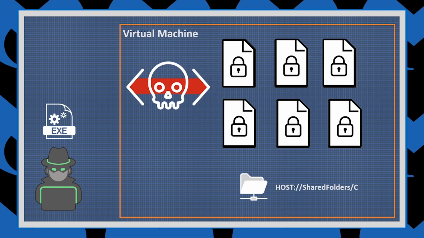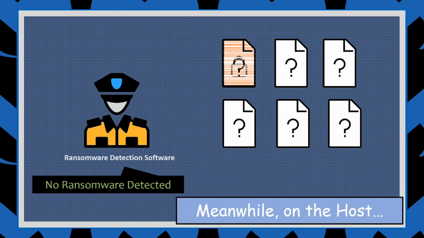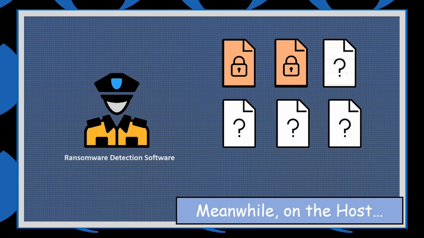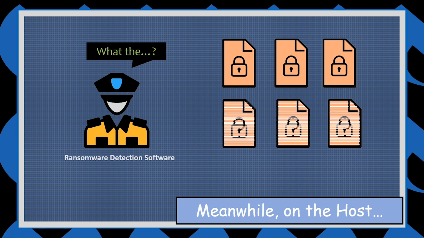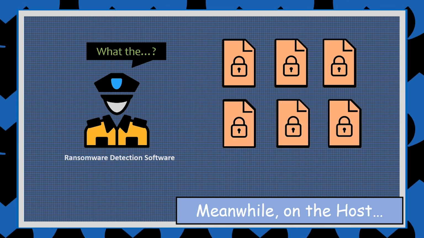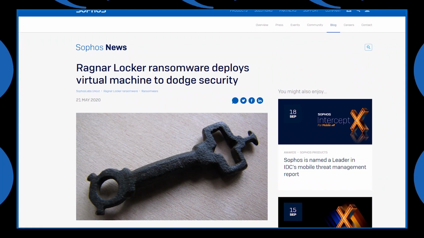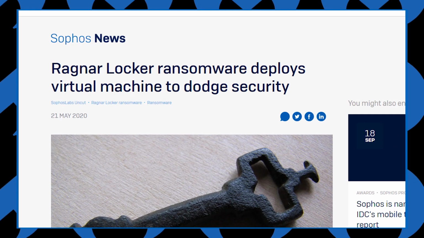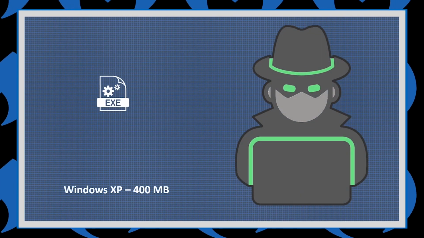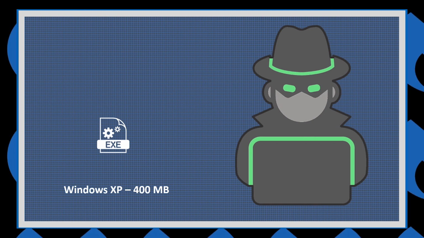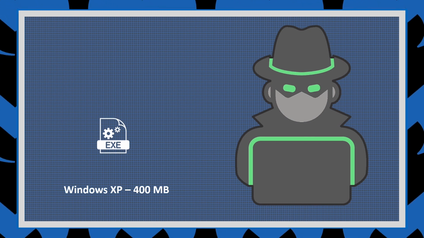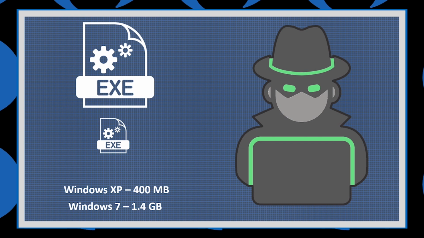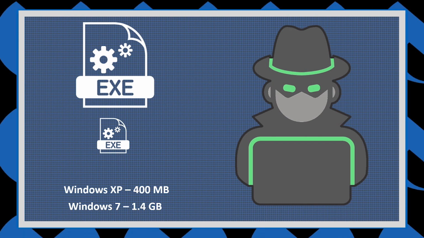The worst part is, this method of encryption is incredibly effective as security or logging tools do not have eyes inside of the virtual machine, so the malware encrypts files without interruption. This method was originally observed by Ragnar Locker back in May, and many researchers were surprised to see the same functionality built into a different ransomware family. Ragnar Locker used a 400 megabyte Windows XP image to infect systems, and for some reason, the Maze actors decided they wanted a Windows 7 image, which is about 1.4 gigabytes in size.